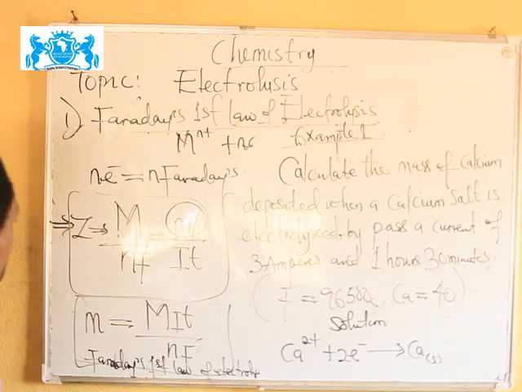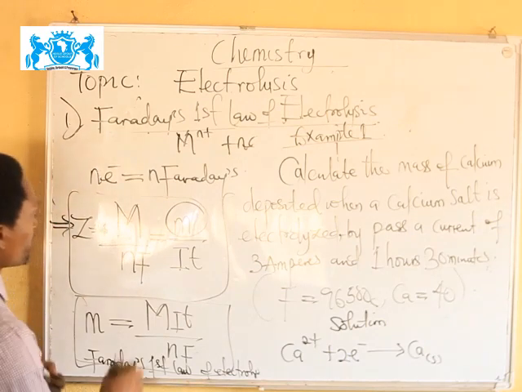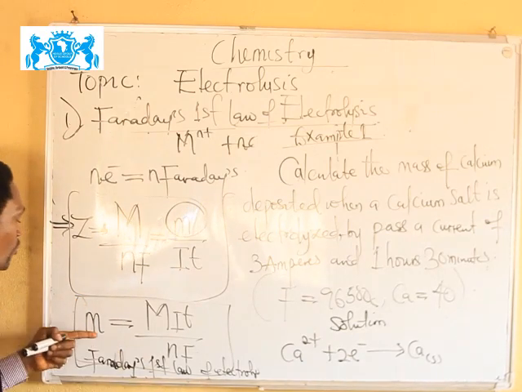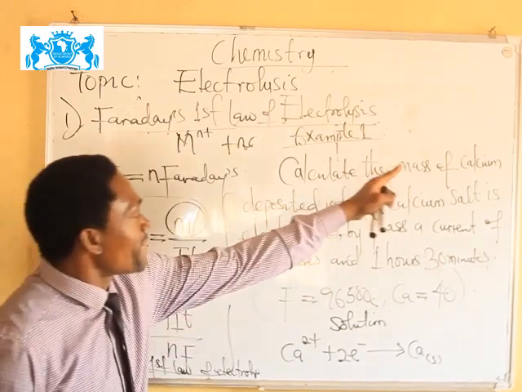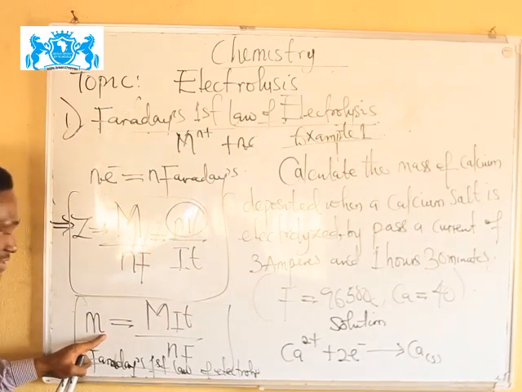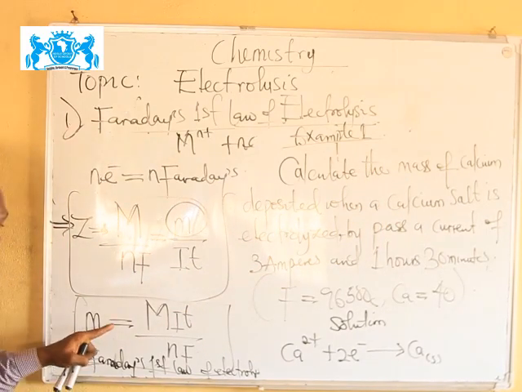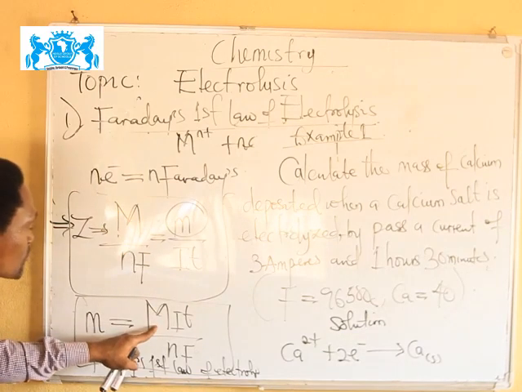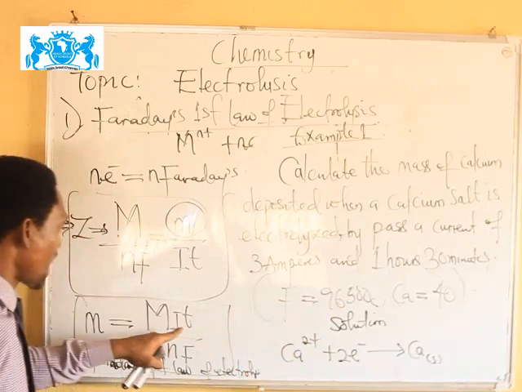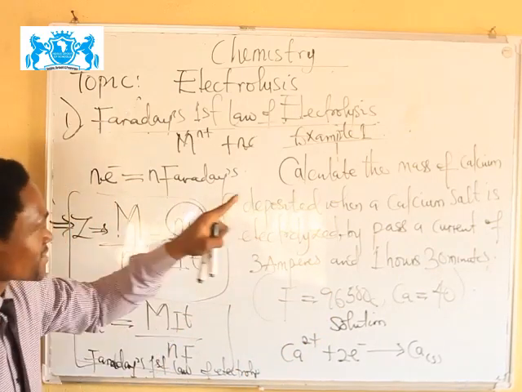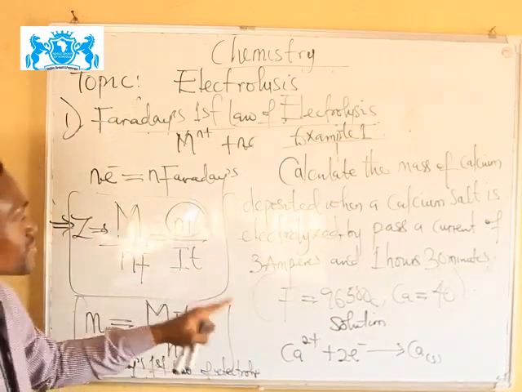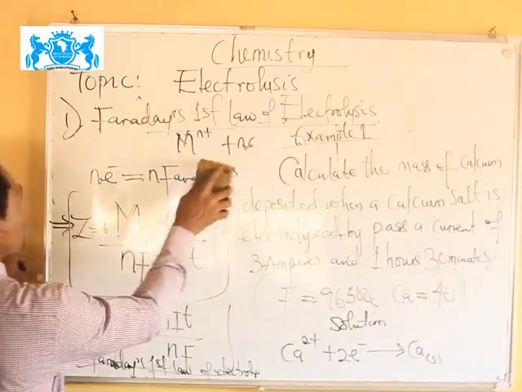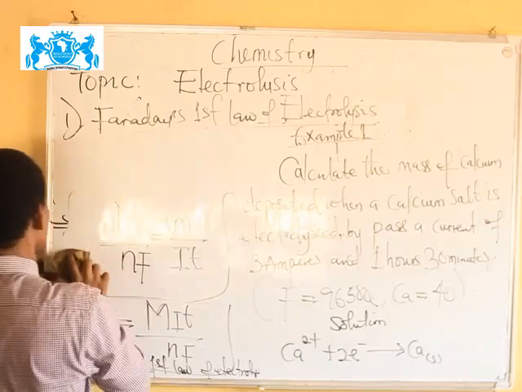Now in that case, by applying this formula, where M is the mass of calcium deposited, so this one is more simplified. M is the mass of calcium deposited, N is the molar mass as given, I is the current as given, T is the time, but this time should be converted to seconds. So let's quickly do that together.